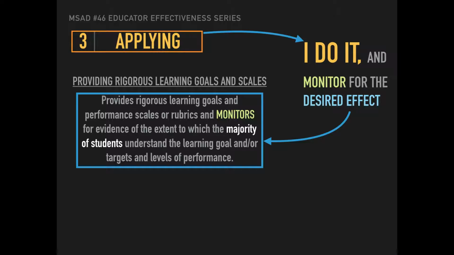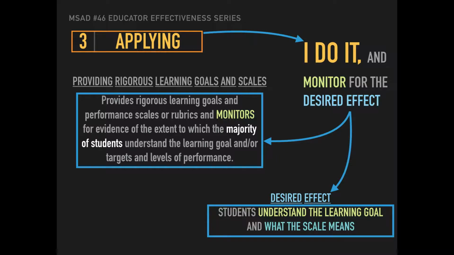Where are you on the scale? Can they do that? And the majority, not all, the majority of students understand the goal and the target's level of performance. Remembering that the desired effect here is that students understand the goal and what the scale means. This would be an applying. I not only do it, but I'm monitoring for the desired effect.